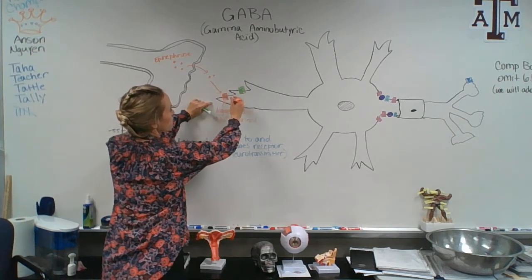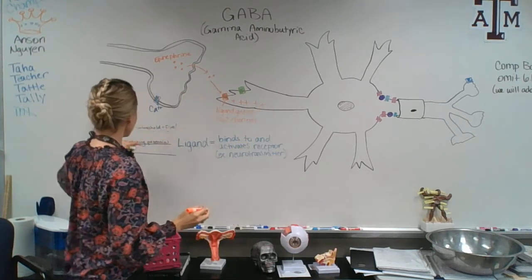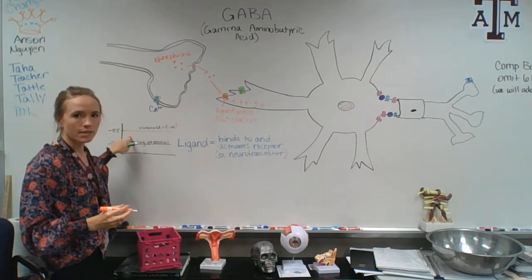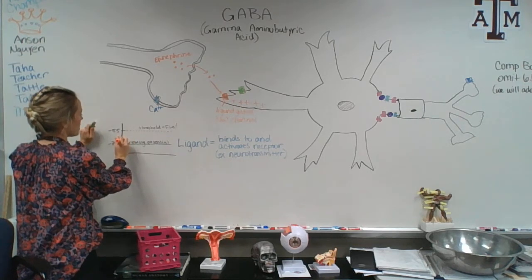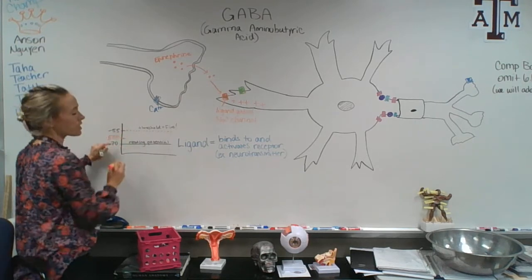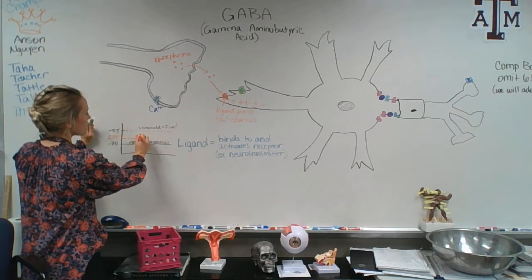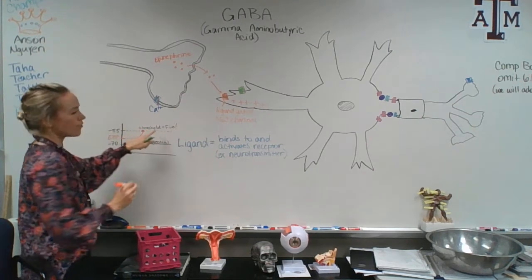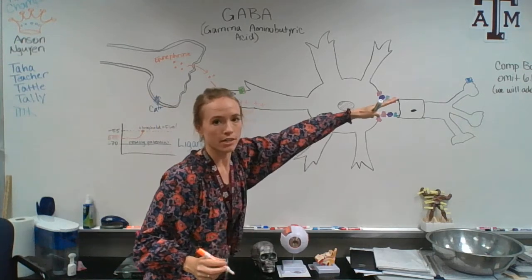So when this opens, sodium comes in. It's going to raise the resting potential. So that resting potential is going to be higher than -70. So we call that an EPSP, which stands for excitatory postsynaptic potential. So it sits a little bit higher, so it reaches threshold faster for this nerve to fire, to send an action potential.